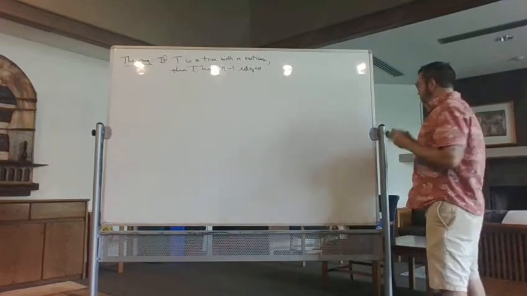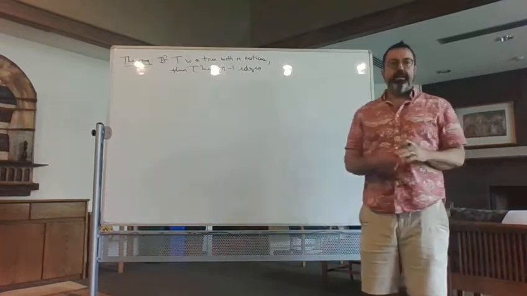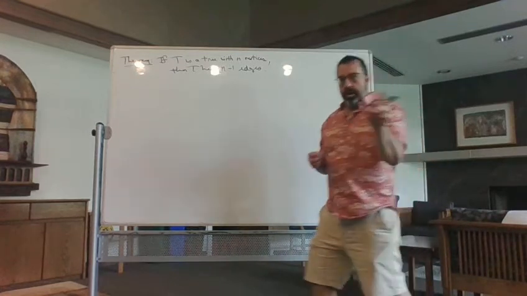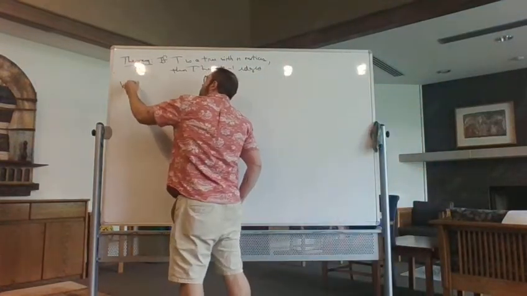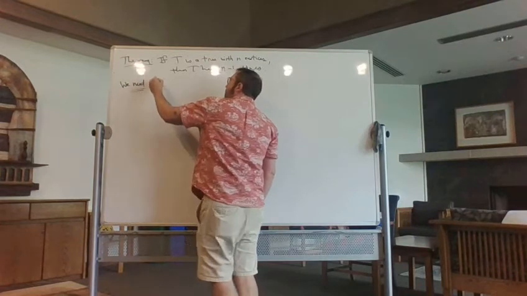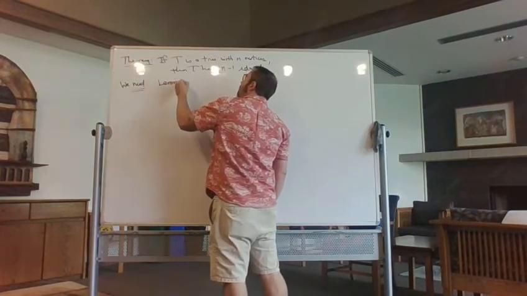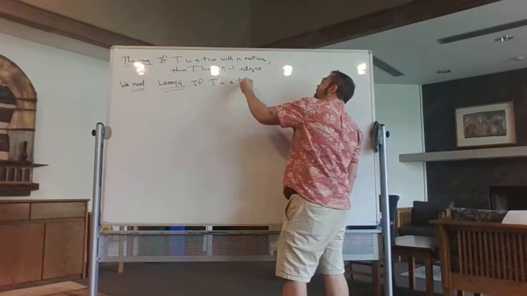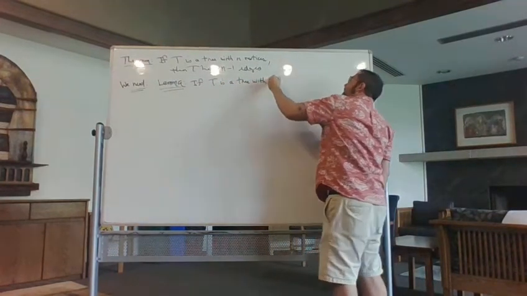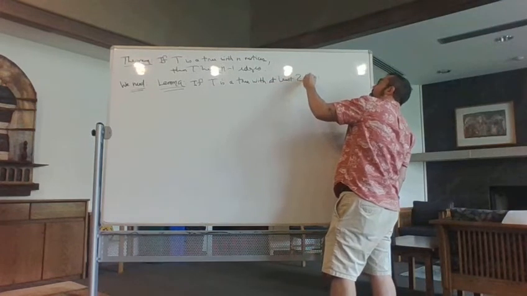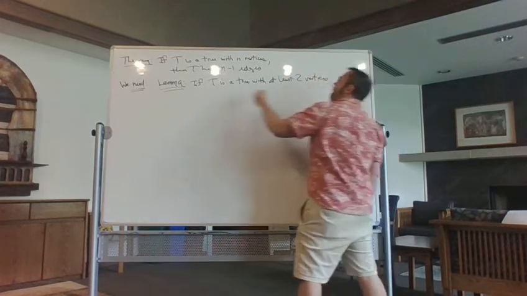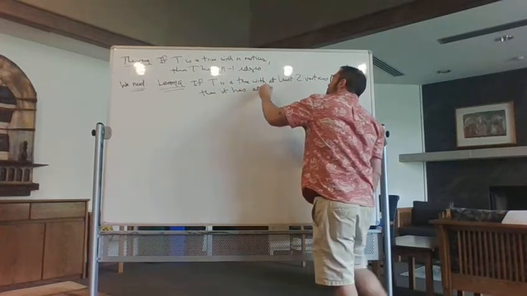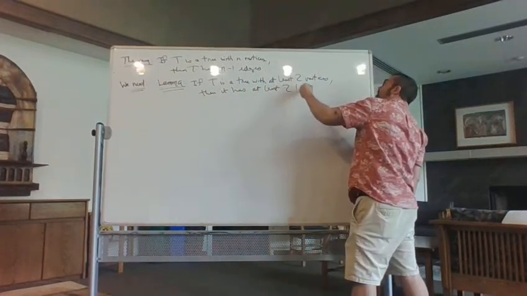And to prove this, which we're going to do by inducting on the number of vertices in the tree, we're going to use a lemma. So we need the following lemma. If T is a tree with at least 2 vertices, then it has at least 2 leaves.